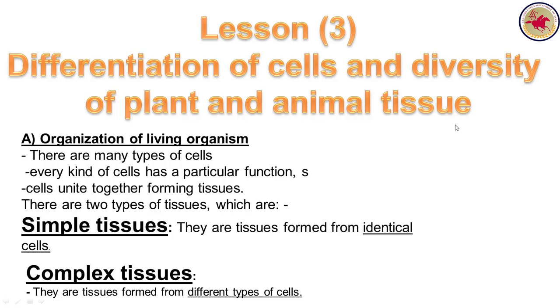First, we have the organization of living organisms. There are many types of cells. Every kind of cell has a particular function. Cells unite together forming tissue. As you know, there are types of tissues: first, simple and complex tissue. A simple tissue contains identical or similar types of cells, while a complex tissue contains different types of cells.